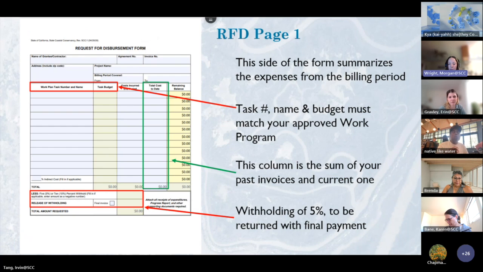The first page summarizes all expenses from the billing period. The task number, name, and budget must match what is in the approved work program. So for example, if task 1 is project management, you should list task 1 project management with a budget of, for example, $10,000.